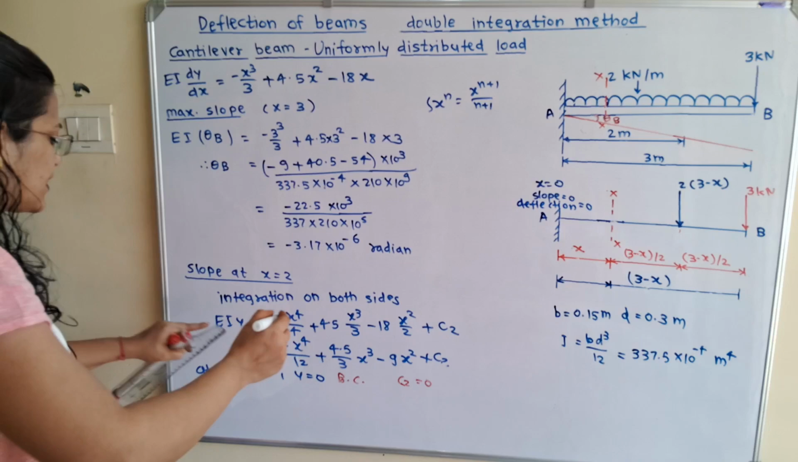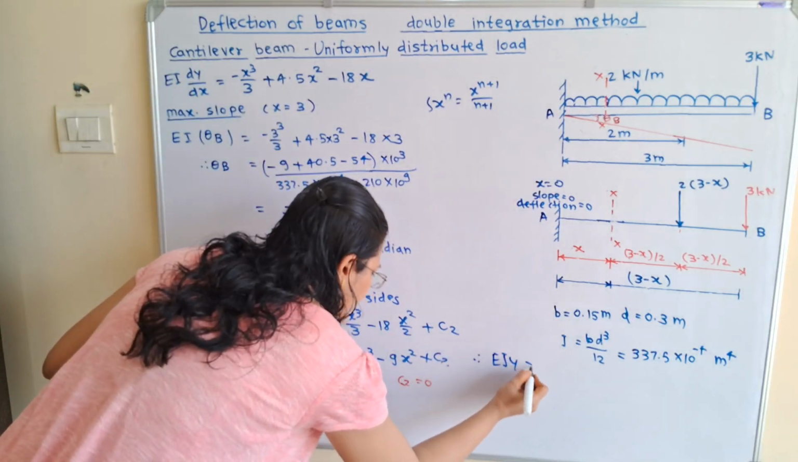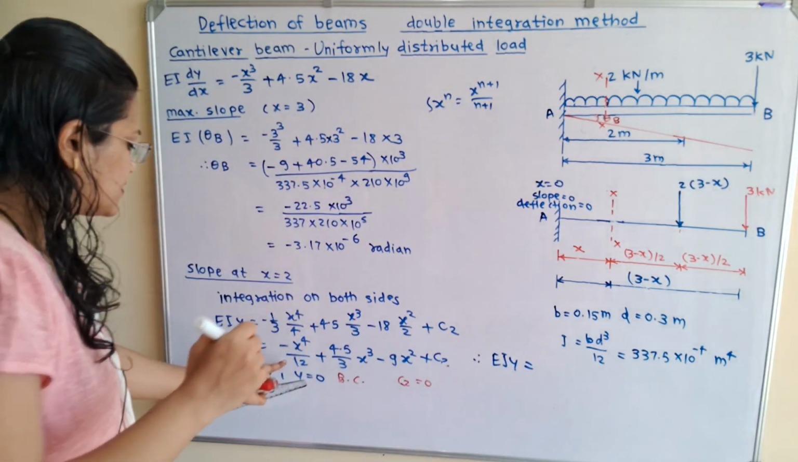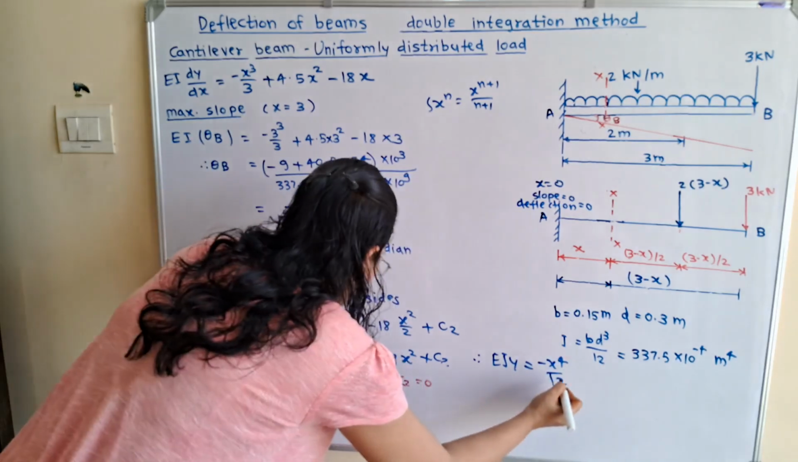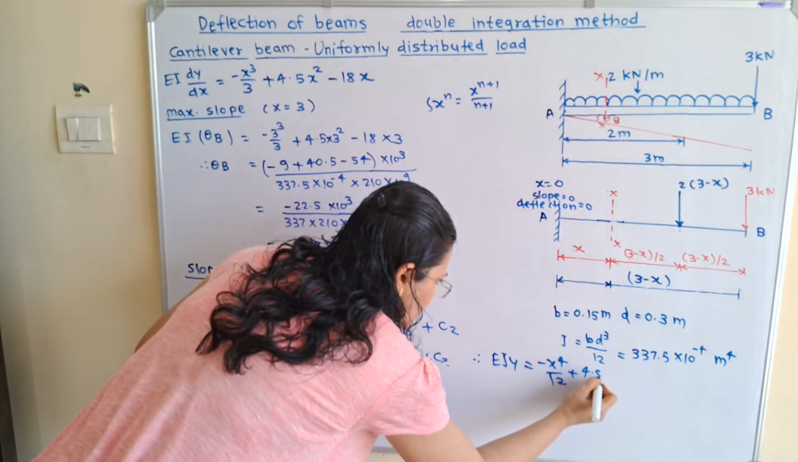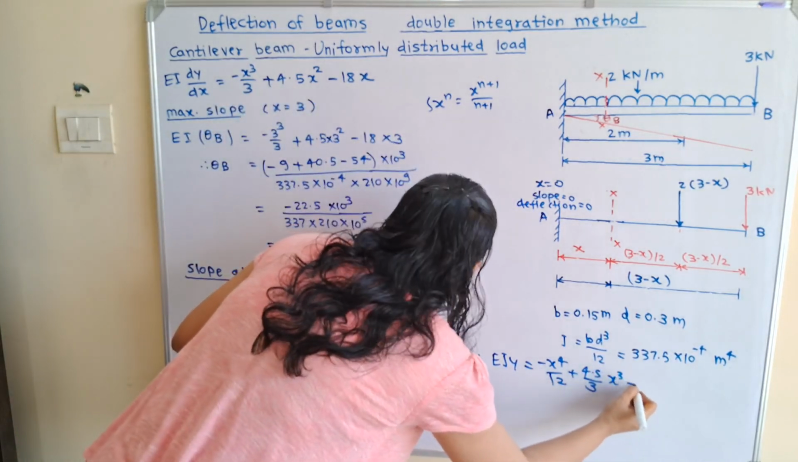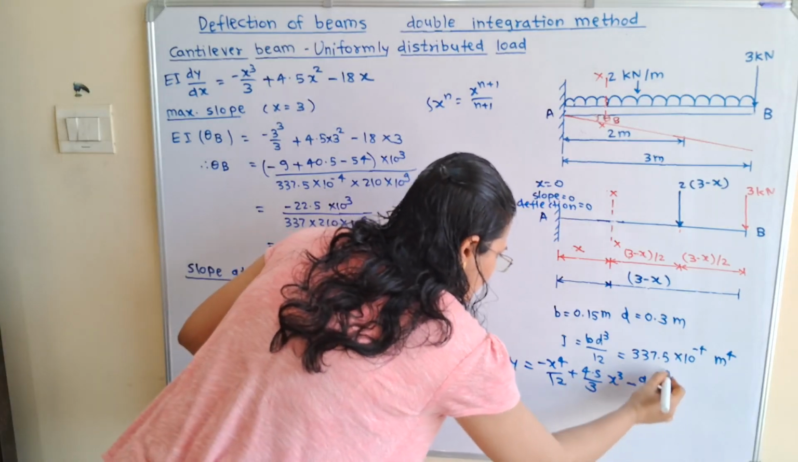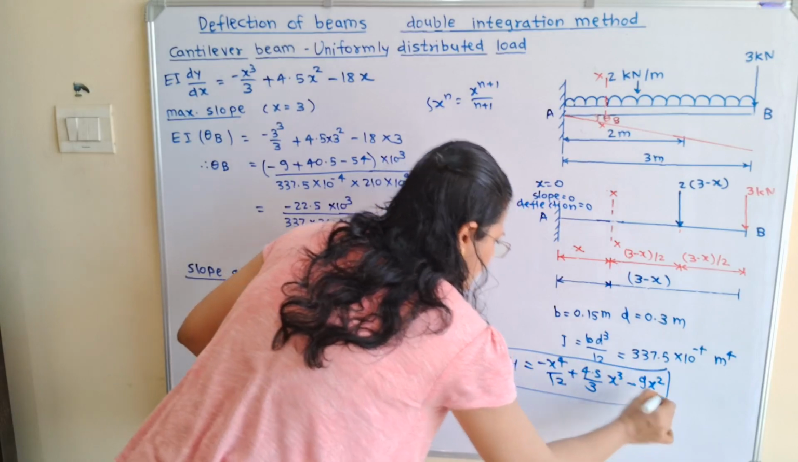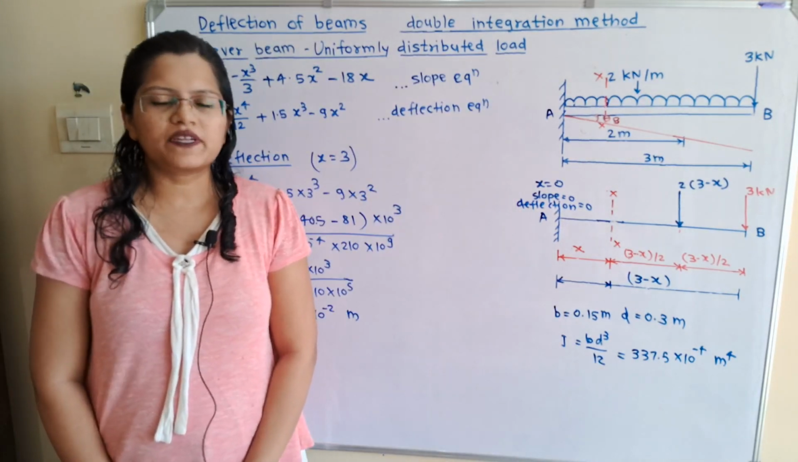Therefore the deflection equation we will write: EIY is equal to minus x raised to 4 by 12 plus 4.5 by 3 x cube minus 9x square. So this is the deflection equation. Now we will calculate maximum deflection.